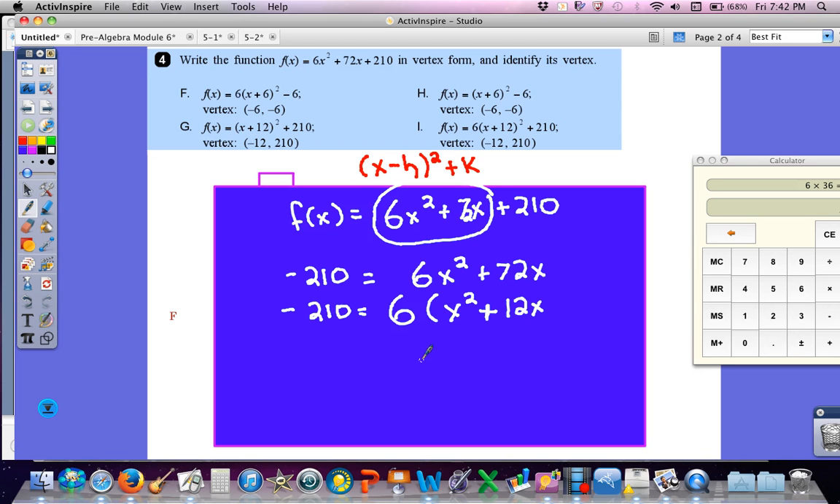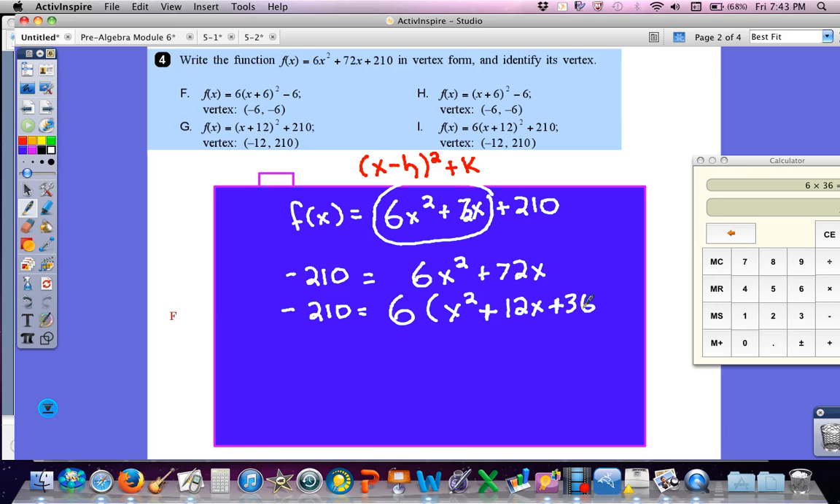Okay? Now, in order to complete the square, I need to put in a number here. We're talking about completing the square. We need this to be a square, like this square, that's a square. Okay, so I need to find the number that's going to work here. So what you do is basically you take half of this term, half of 12 is 6, and you square that, and you get 36.